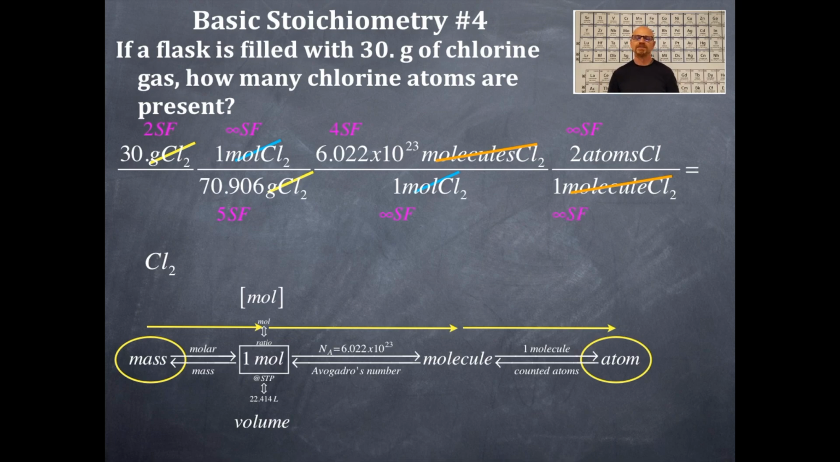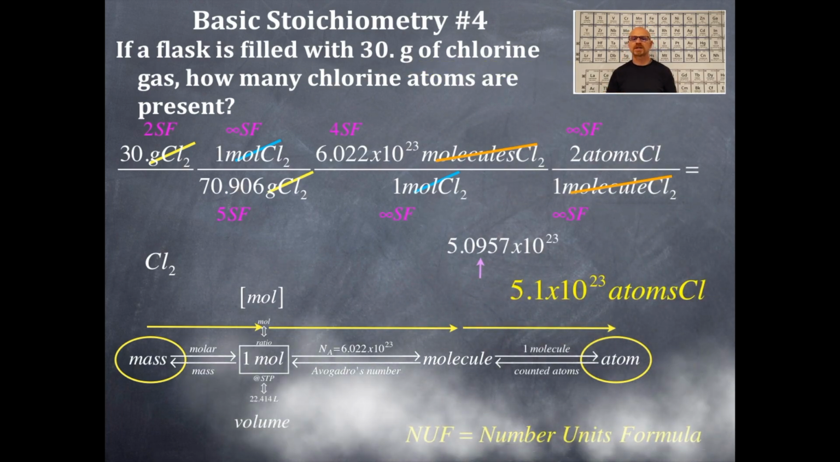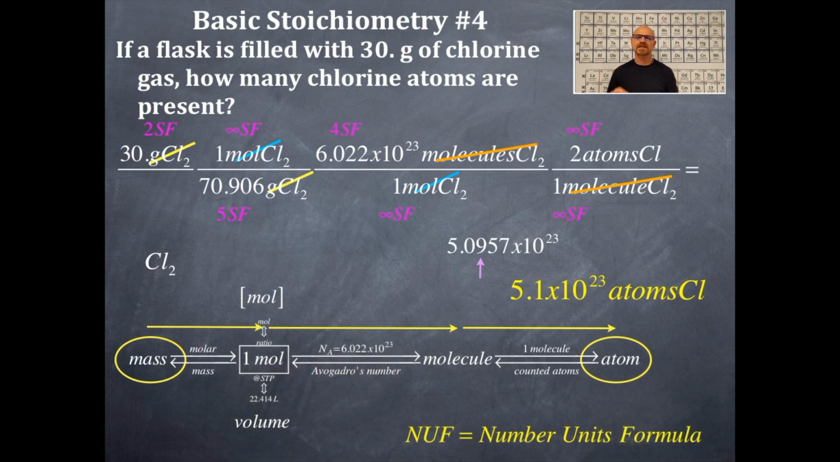Then I'm going to multiply the 30 times 1 times Avogadro's number times 2, divided by the 70.906, divided by 1 mole, divided by 1 molecule, and then I'm going to get the following number in my calculator. I'm going to round to the fewest number of significant figures, which is 2, so I'm rounding with this 9. I'm going to add 1 to the preceding digit. That 0 is going to become a 1. And now I have number, units, formula, as I always do. It's 5.1 times 10 to the 23 atoms of chlorine.